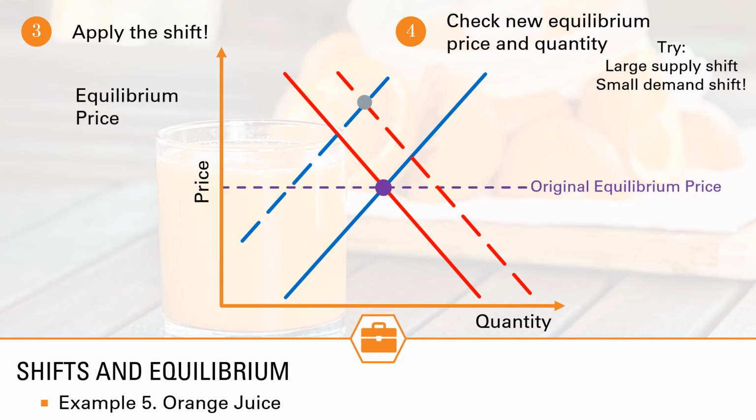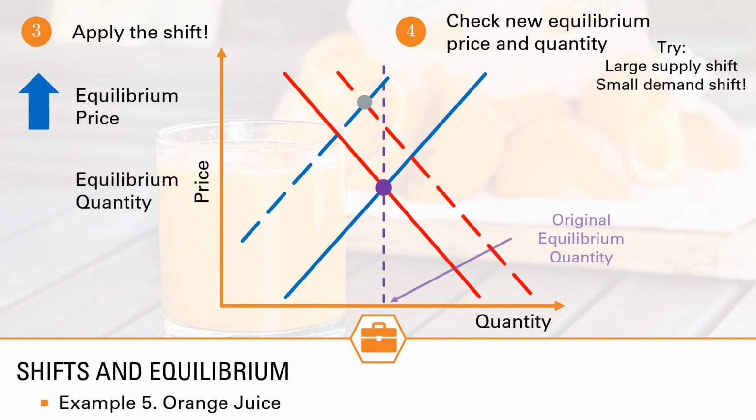So let's check for the new equilibrium price and quantity. Equilibrium price, again, purple one is over there. That's the original one. That's the new one. And again, notice it's increased. So equilibrium price increases. However, equilibrium quantity, that's our original and that's our new, it's decreased.